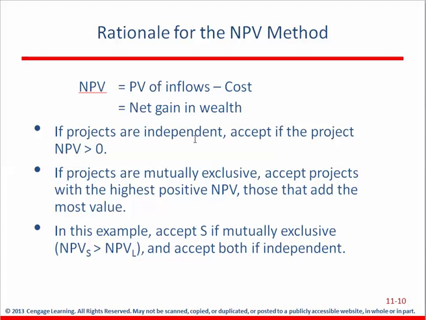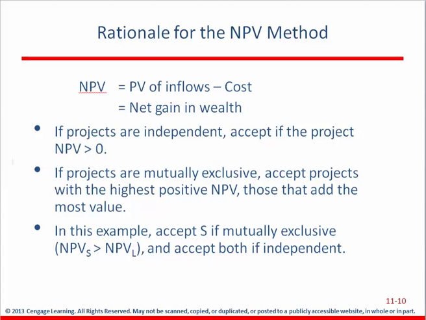So if projects are independent, accept any that have the NPV greater than 0, right? Because anything greater than 0 covers the cost plus the required return, the 10% return. So if there's money left over, it's earning above and beyond the required rate of return. That's a good thing. If projects are mutually exclusive, take the one with the highest NPV because more money is better than less.